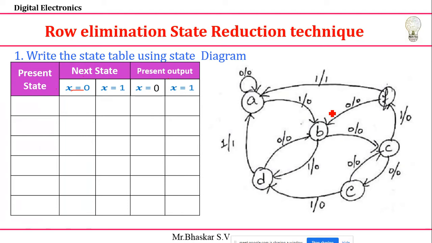How many circles do you have in the state diagram? Six, which means we have 6 states. Our main intention is to reduce the number of states. I'll take first A as my present state. You write first A. Now here X is taken as the input.